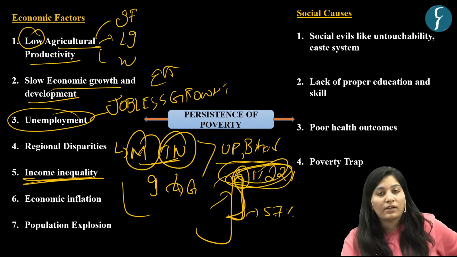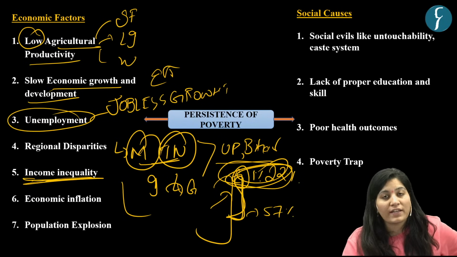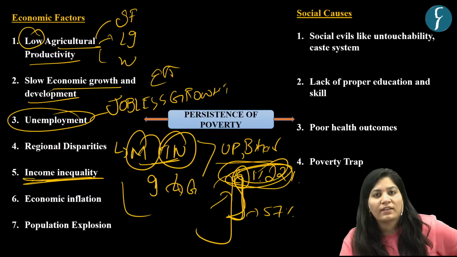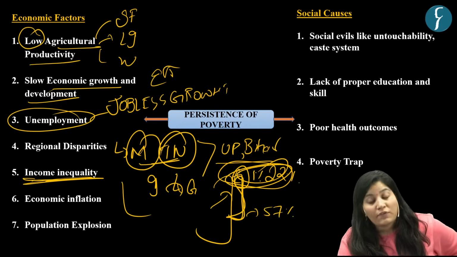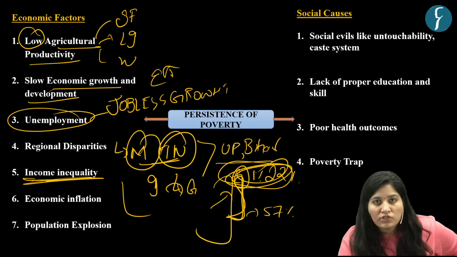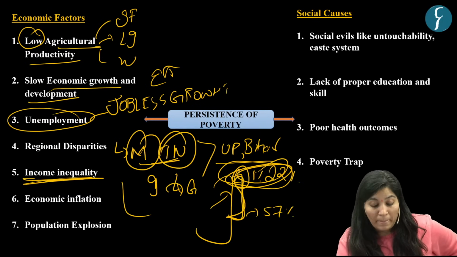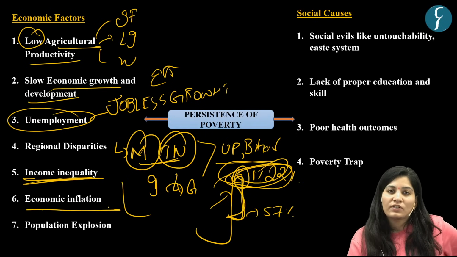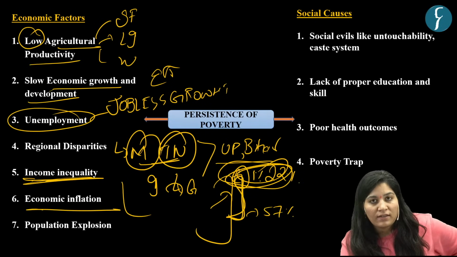And the major rest of the population struggles even to get basic amenities, to get a good salary, to get a good income, to maintain a standard of living. It is difficult for the rest of the population. Got it? And that is income inequality. Then next we have economic inflation. See, globalization has its own positives and negatives. And the negative here is that the world is facing an economic crisis in terms of inflation.